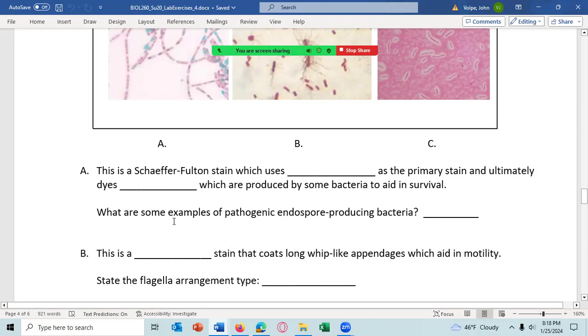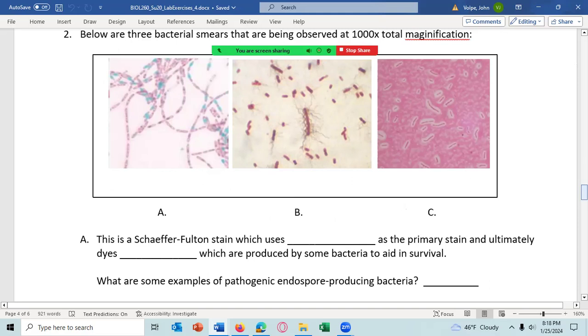So question A states this is the Schaefer-Fulton stain, which uses which stain as the primary stain and ultimately dyes what cell structure that's produced by some bacteria to aid in survival. Any questions about question A?